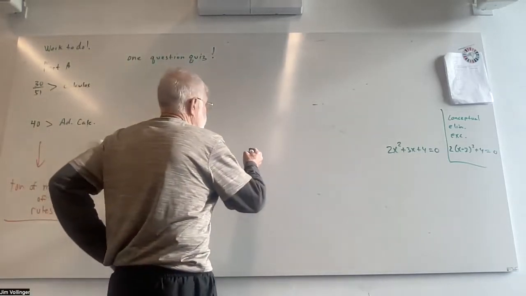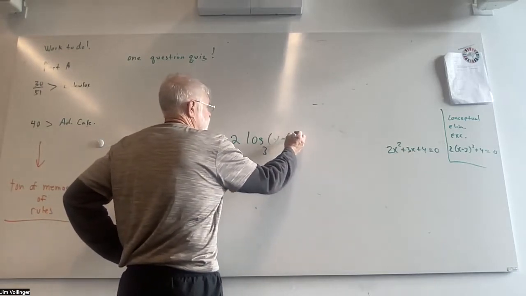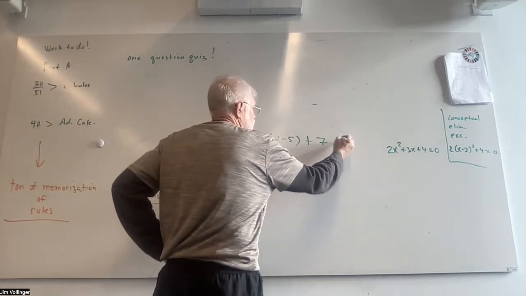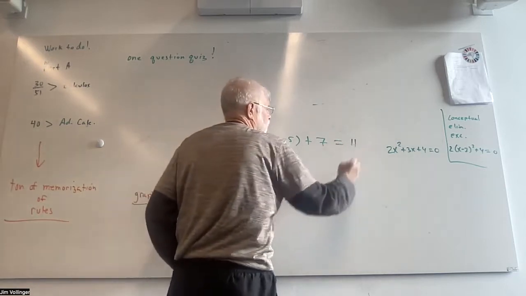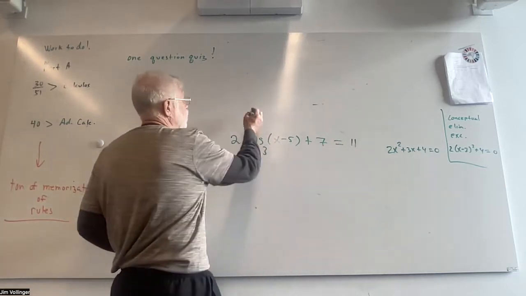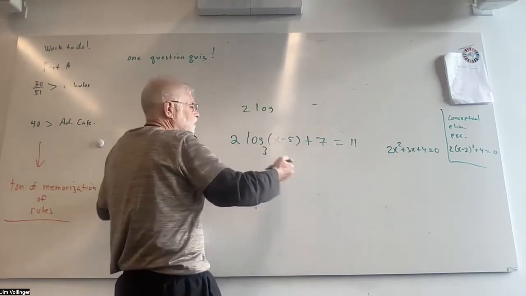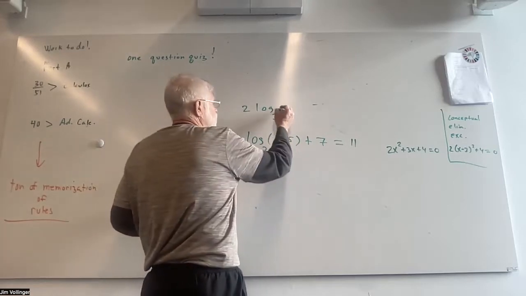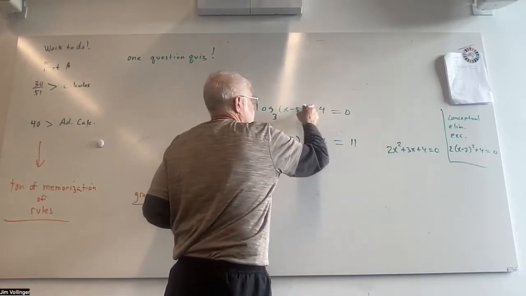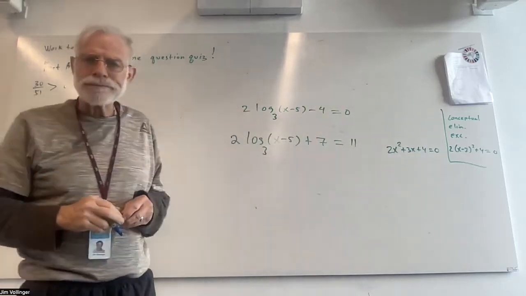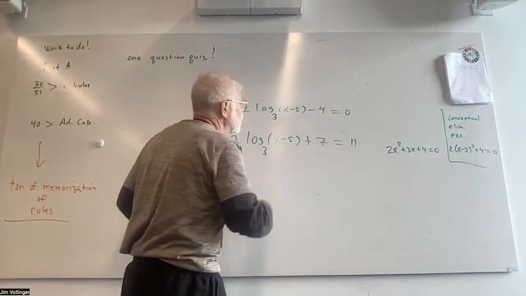Well, here's a typical question here. 2 log base 3 of x minus 5, plus 7 equals, let's see, how about we get 11. And if we want to put it into the situation we've been talking about, we could. Now, obviously, if you know how to solve that already, keep doing what you're doing. But for folks who are struggling, you might want to consider this minus 4 equals 0 and get us back to the original discussion.